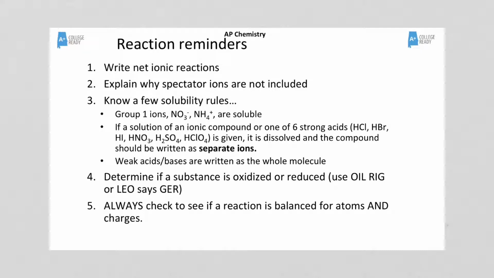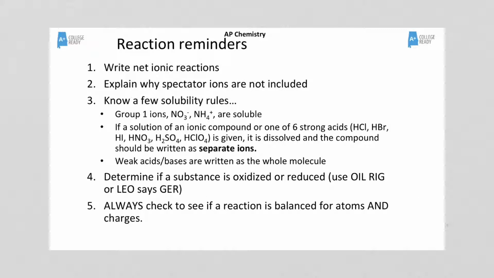You also need to know about oxidation reduction. You might use one of those mnemonic devices to remember what's going on there. So losing electrons is oxidation and gaining electrons is reduction. Always make sure a reaction is balanced for atoms, and if they're ions, like in a net ionic reaction or a redox reaction, make sure the charges on both sides of the reaction are also balanced.